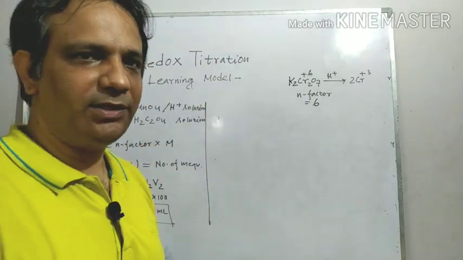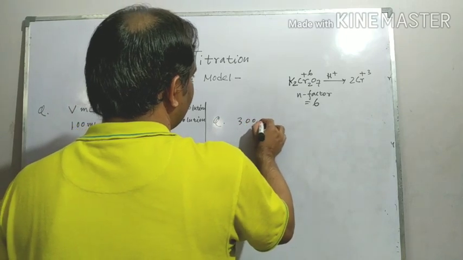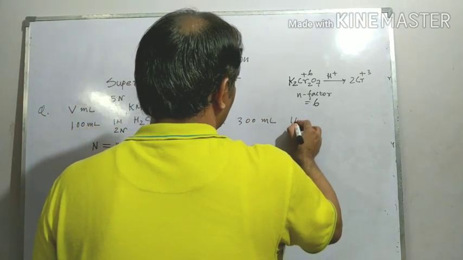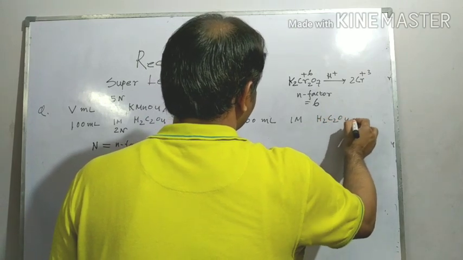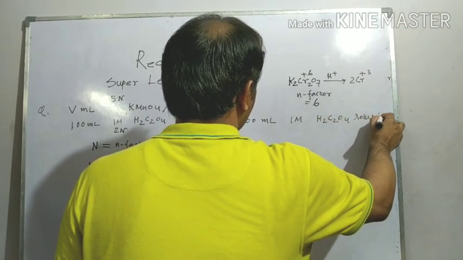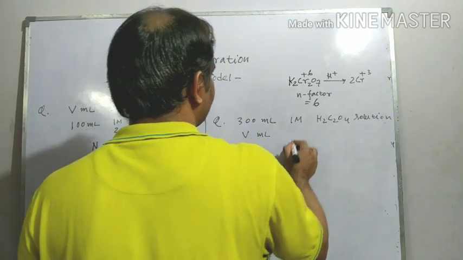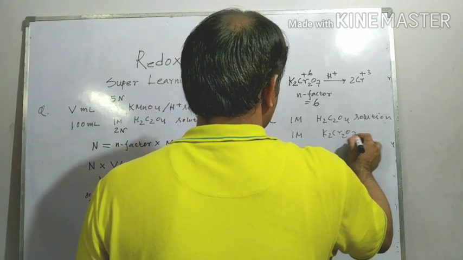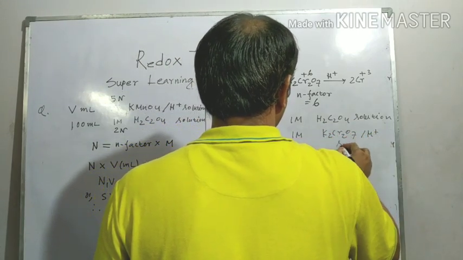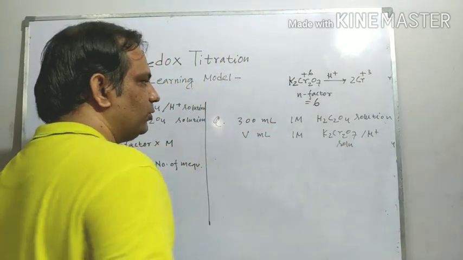Now I am going to take another example. Suppose 300 ml of 1 molar oxalic acid solution will react with V mL of 1 molar K2Cr2O7 in acidic medium. So what will be the volume of K2Cr2O7?